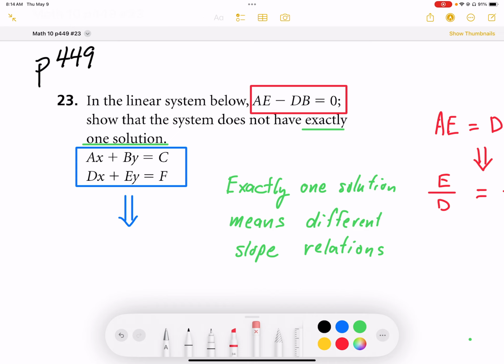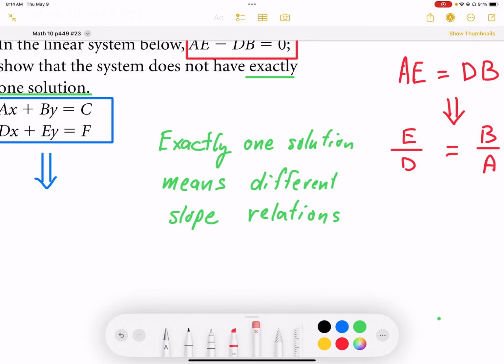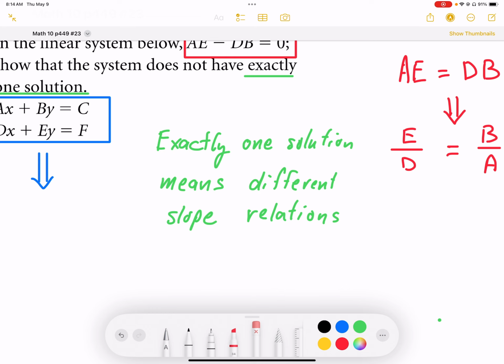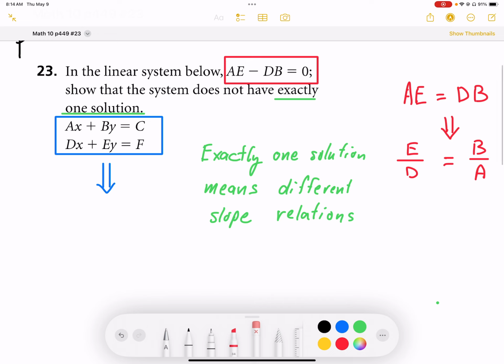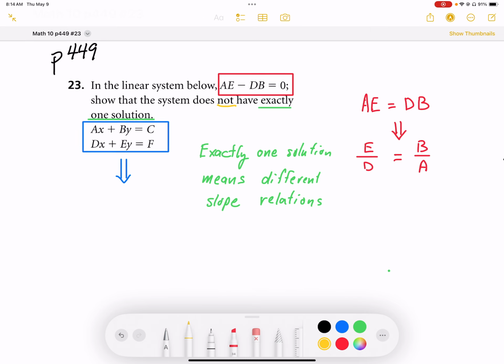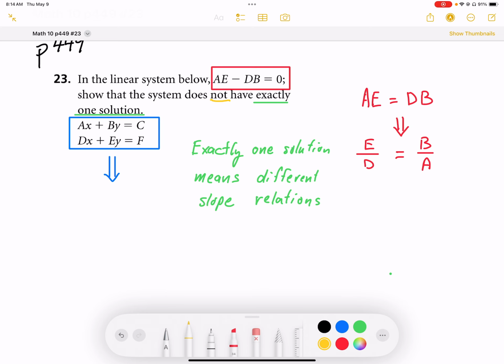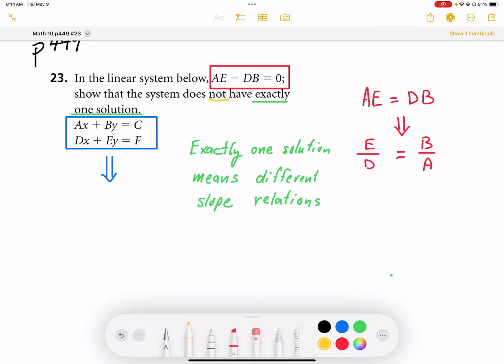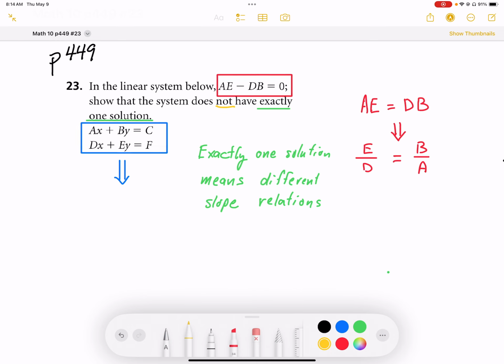Okay, so first we'll just start with exactly one solution. When we talk about exactly one solution, it means the two linear equations have different slopes. So this question says, does not have exactly one solution. That means we need to show that the slopes are the same. If exactly one solution means different slopes, then not exactly one solution means the same slopes. So it's binary. If it's not one, it's the other. That's what we're trying to show.